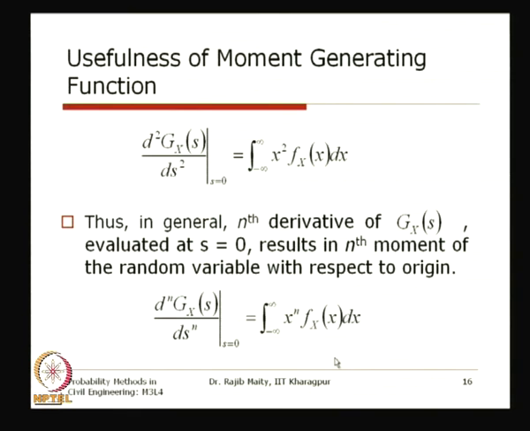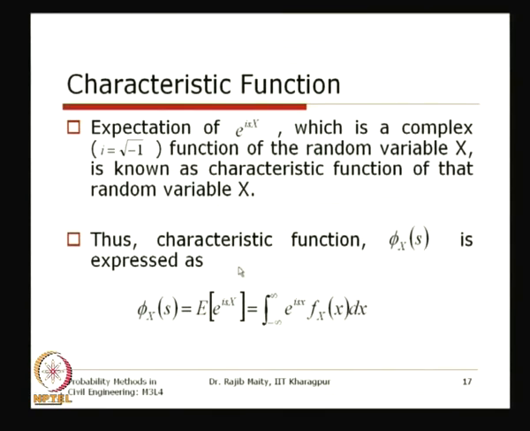So this is how we can use it. If we know this G_X(s), we can take the derivative of whatever order we need, the nth order, where n can be general. We take the nth order derivative and put s equals to 0, and we get directly the nth moment. So this is the usefulness of the moment generating function.